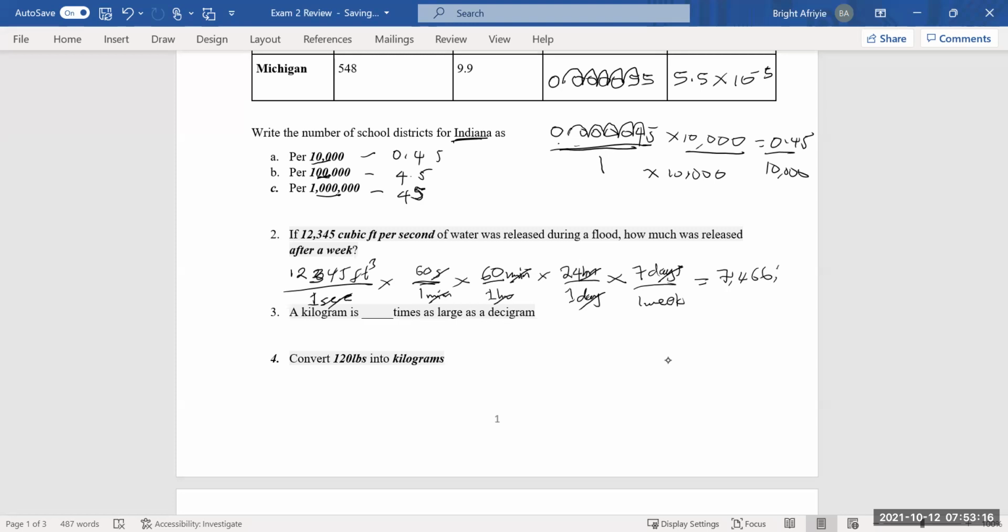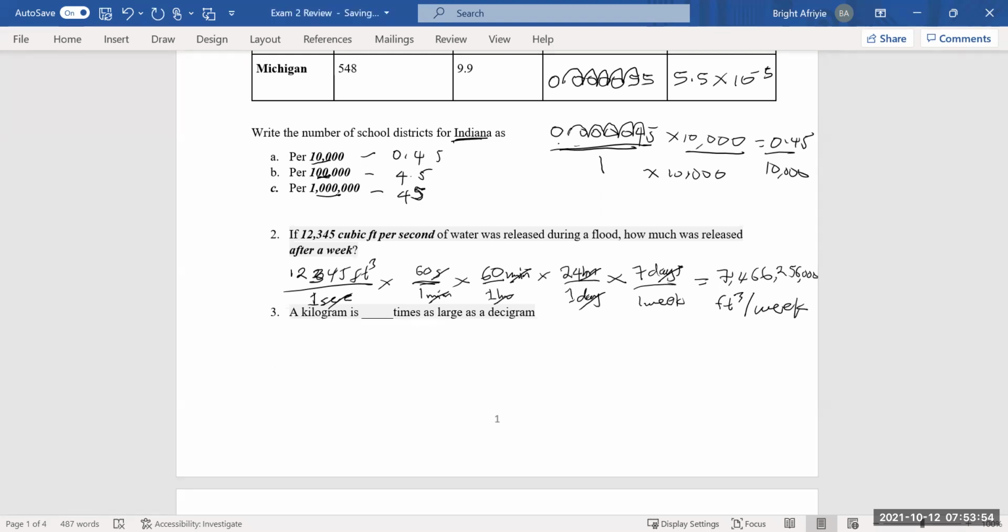It's actually a billion, 256, and then 3 zeros. All right, and that is what? In cubic feet per week. So this is the amount of water that was released per week. So it's actually 7,466,256,000 cubic feet per week of the water was released. Okay, nice.